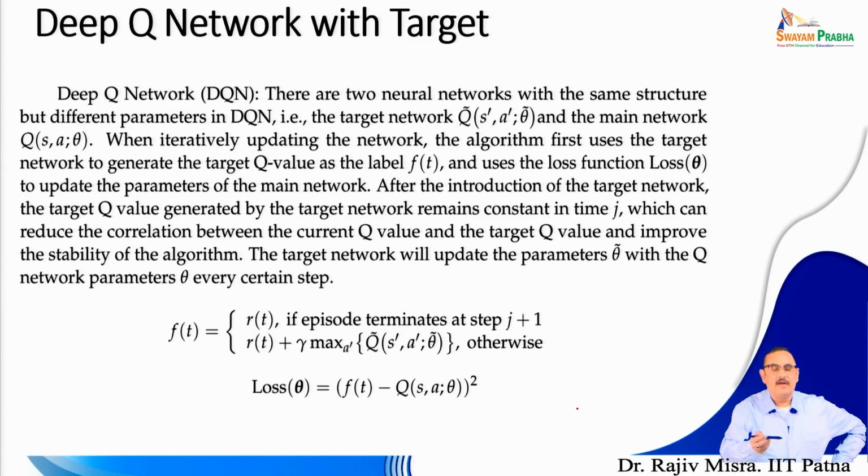Let us see the deep Q network with the target. So, in the deep Q network, that is DQN, there are two networks with the same structure, but with different parameters in the DQN.